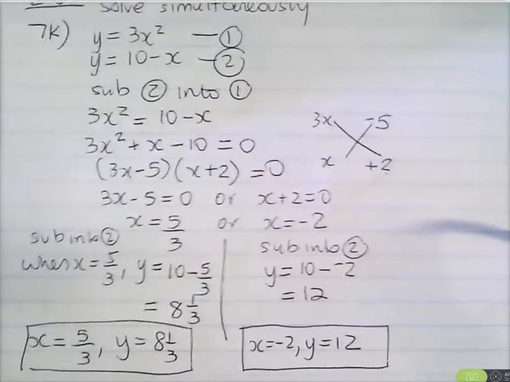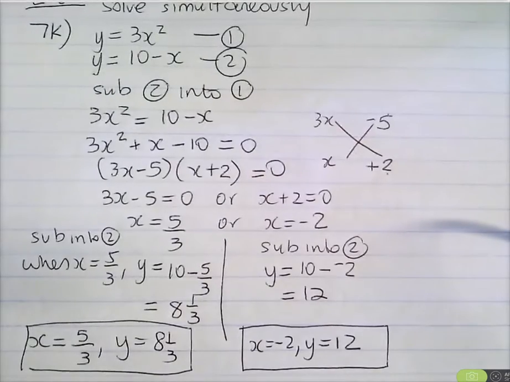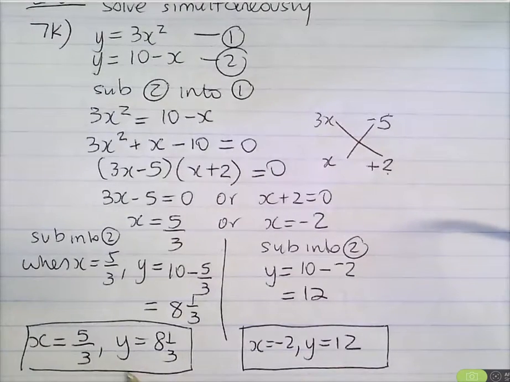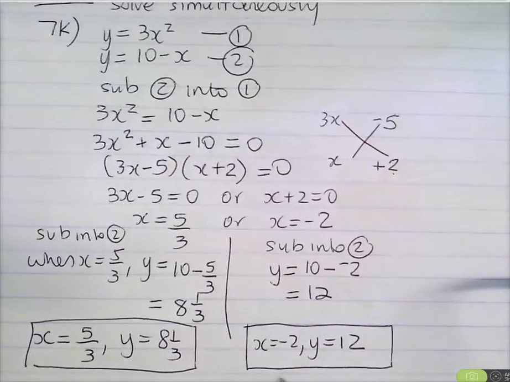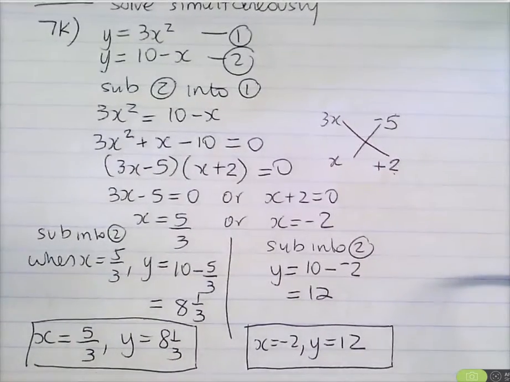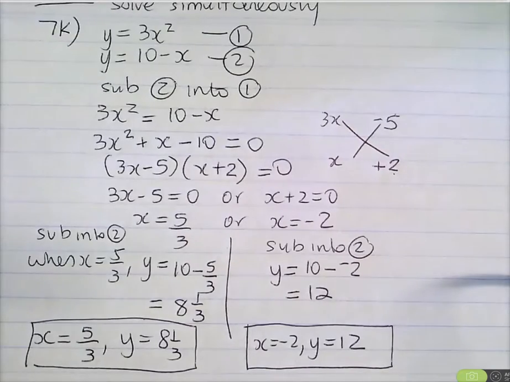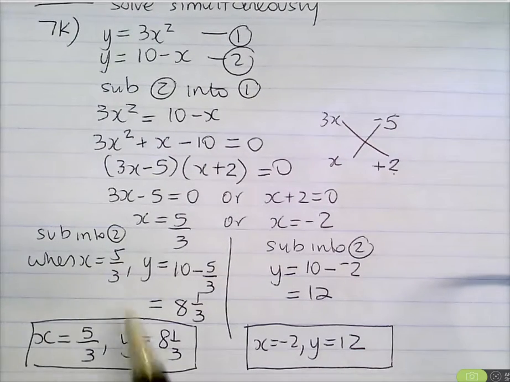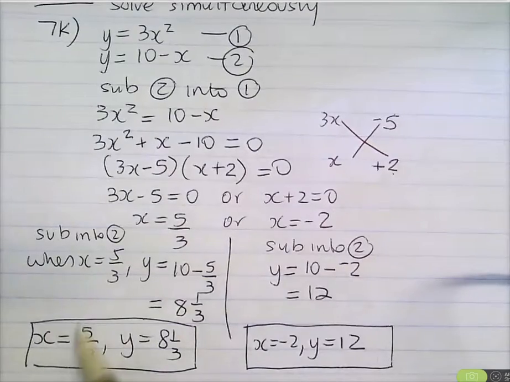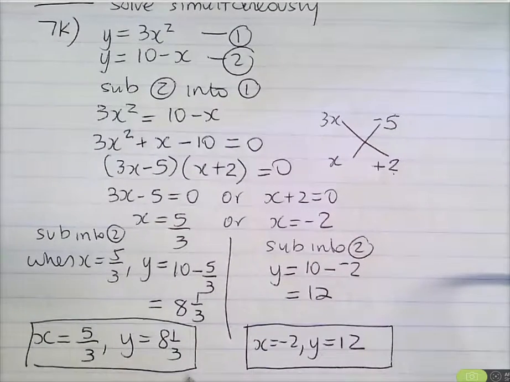Now, girls, you must put the 5 on 3 solution with the y equals 8 and 1/3. Okay? And you must put x is negative 2, y equals 12 together. So, girls, don't forget when you're solving equations simultaneously, I need answers for both the x and the y values. So, we put them back into 2. If we put them into equation 1, they should work as well. Okay?